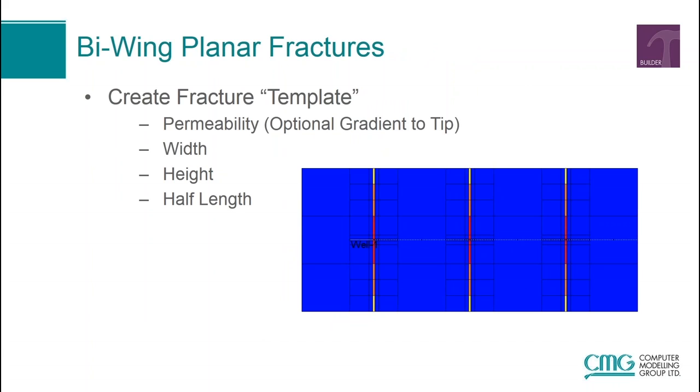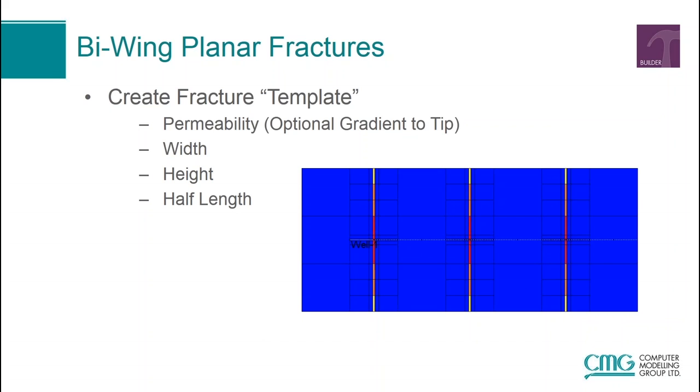You first create a fracture template where you assign most of the hydraulic fracture properties. What's my permeability look like in the fracture conduit? We can either set a constant permeability along the fracture or apply a linear gradient decreasing from the perforation out to the tip. What's my effective width and height along the fracture? How far does my fracture actually extend into the reservoir, or what's the half length?